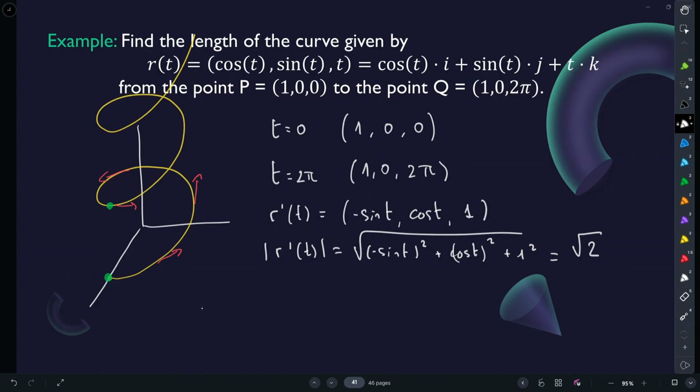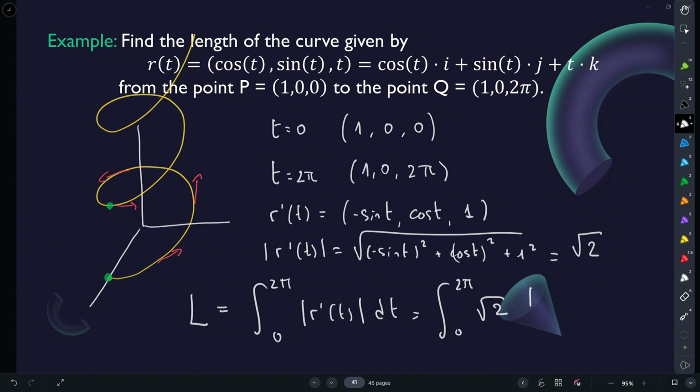So now the length that I'm looking for: I know that I have to go from time 0 to time 2 pi, and then integrate the length of the derivative vector. It turns out this one is very easy because the length of the tangent vector is constant, a square root of 2. So that integral is just 2 square root of 2 pi. You just apply the formula and you get the result.